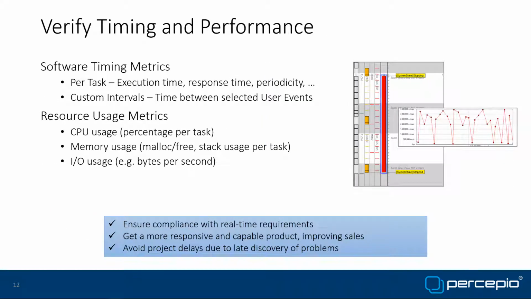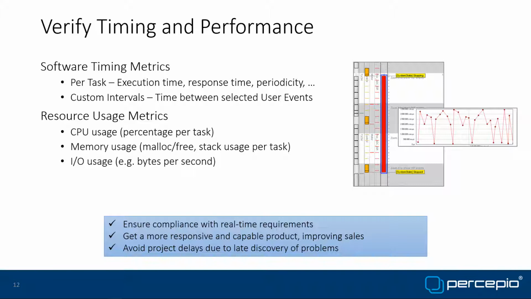Last but not least, visual trace diagnostics can be used to measure software timing and resource usage. This way, you can verify real-time requirements and keep track of the software performance and resource usage throughout the development project. Tracealyzer provides timing metrics on task instance level, where you get a data point for each execution, each job of a task, such as task execution times, task response time, periodicity, etc.